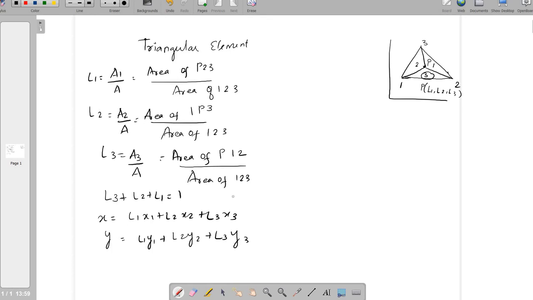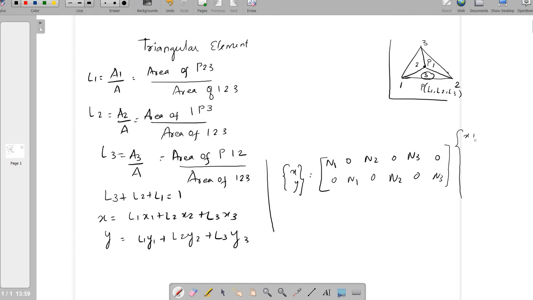So now representing in terms of shape function, it is xy, which is equal to n1 0, n2 0, n3 0, 0 n1, 0 n2, 0 n3 as in the case of the constant strain triangle, and n1 x1 y1 x2 y2 x3 y3 is the coordinate, where n1 is equal to L1, n2 equal to L2, n3 equal to L3. So in this derivation we are having the shape functions L1, L2, L3 instead of n1, n2, n3.